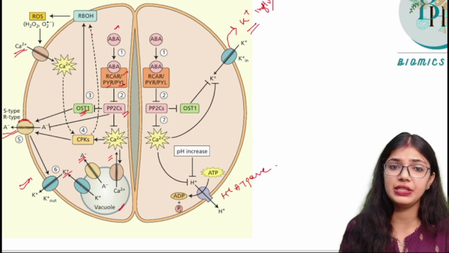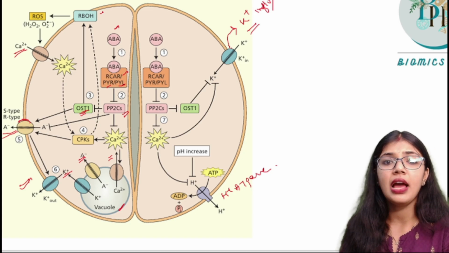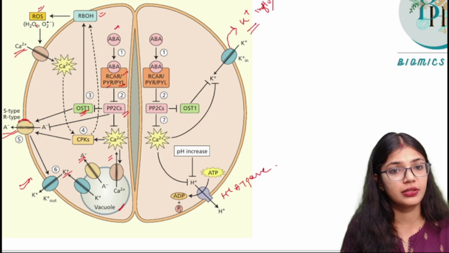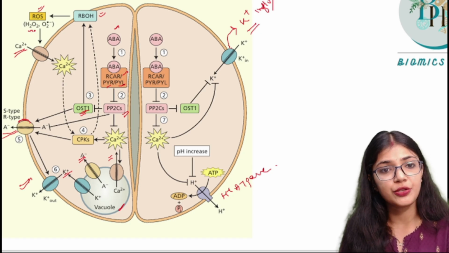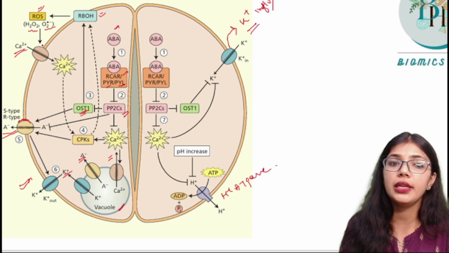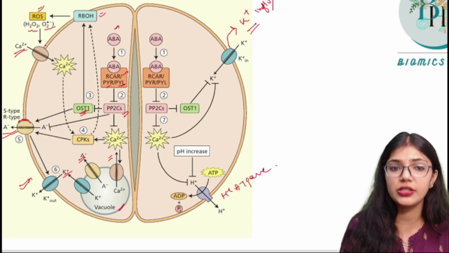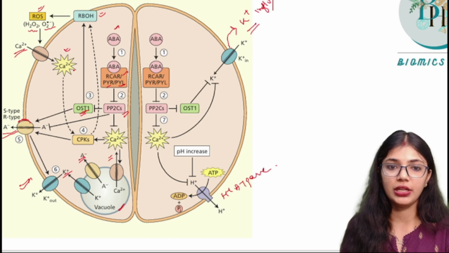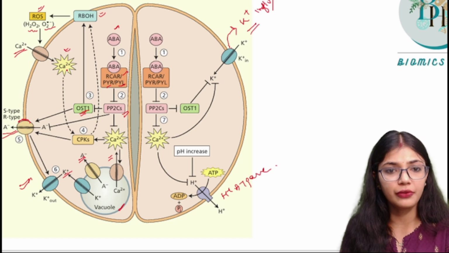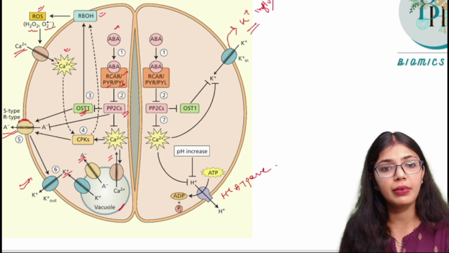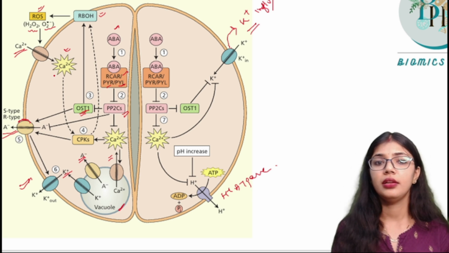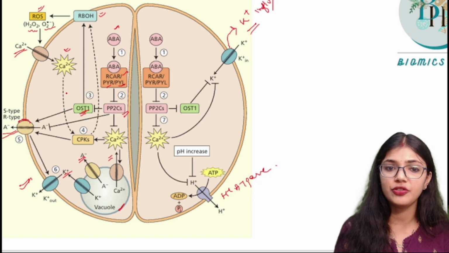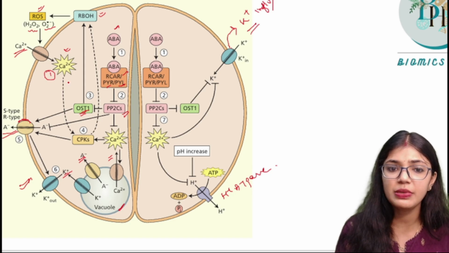The work of this OST1 is that it will activate RBOH, which will help in the production of some ROS. Due to this ROS, that is H2O2 and O2, it will activate the calcium influx channel, due to which there is input of calcium inside the guard cell. Okay, this is one way how the calcium is being transferred inside the guard cell.